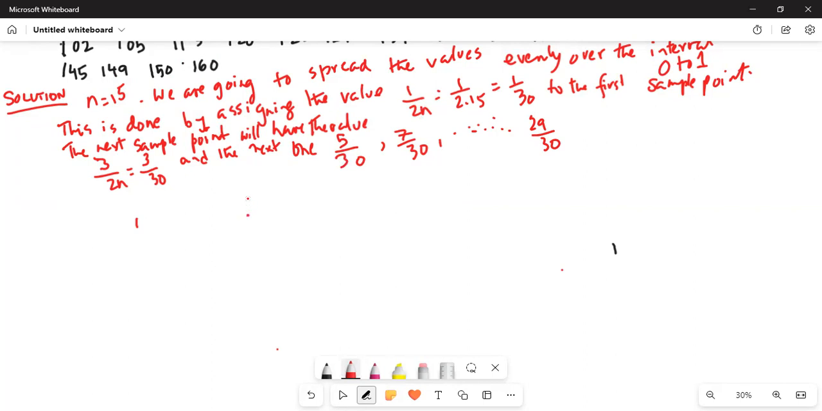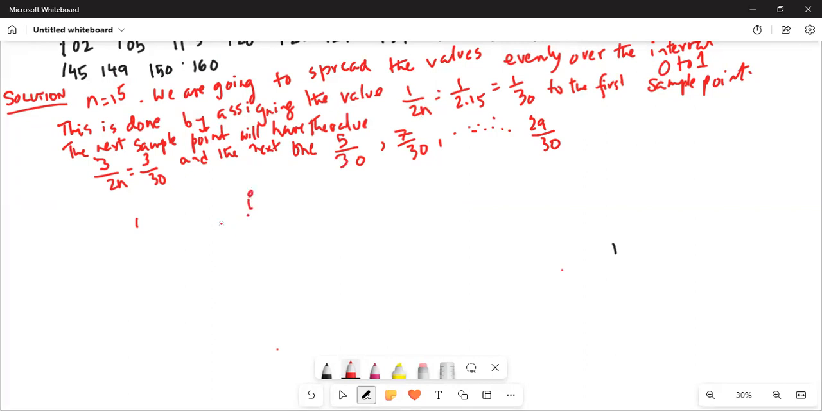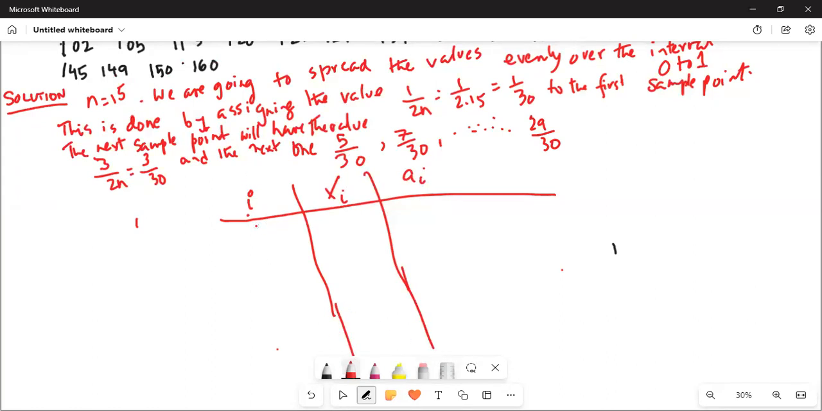So I have i values, then xi values, and ai values, and this will go down. We have 15 data points. The first data point is i is 1, xi is 102, and ai is 1 over 30, which is equal to 0.033. Next data point, i is 2, the second point is 105, is 3 over 30, which is 0.1.